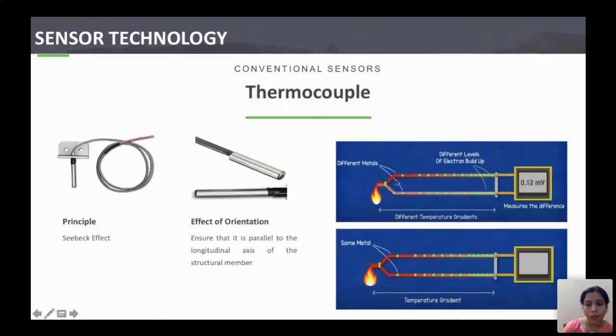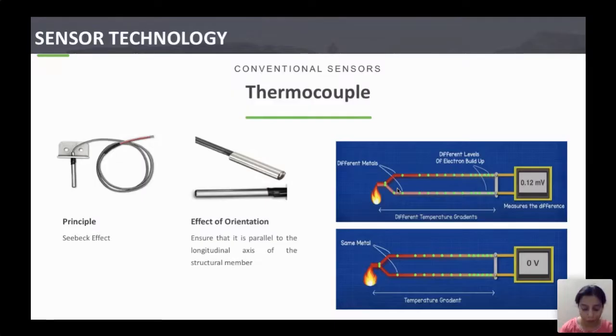Now can you tell me, if these two metals are, instead of different metals, the same, what will be the output here? Yes, you are right, it will be 0 volt, because an equal number of electrons will be moving towards the colder end, and there will be no voltage difference across this end. So no voltage reading across this point, and so we have to use two different metals.